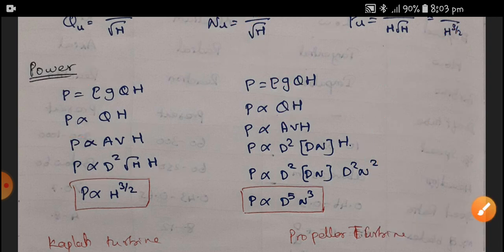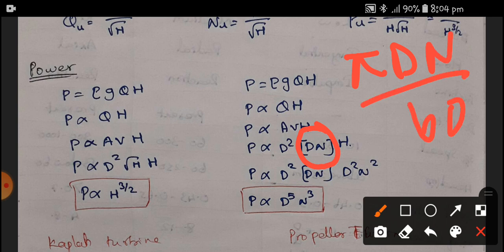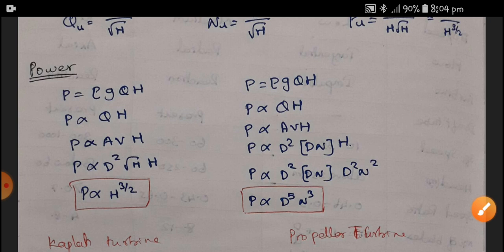And similarly, there is another relationship where velocity is equal to pi D N by 60. Therefore, area is already D square, so this is D cube and N. And again H we can easily indicate in D square into N. Therefore, power is directly proportional to D power 5 into N cube. So this is how the relationships are being maintained.